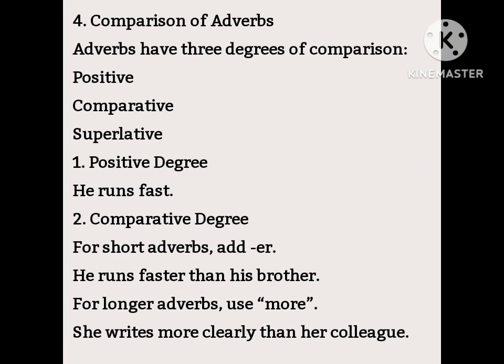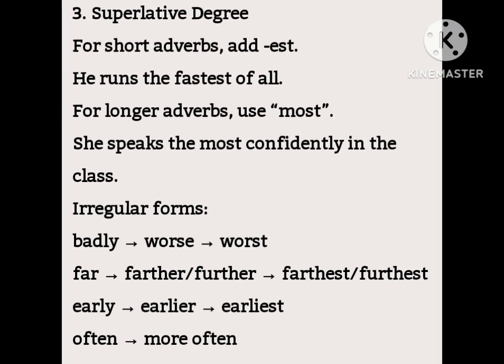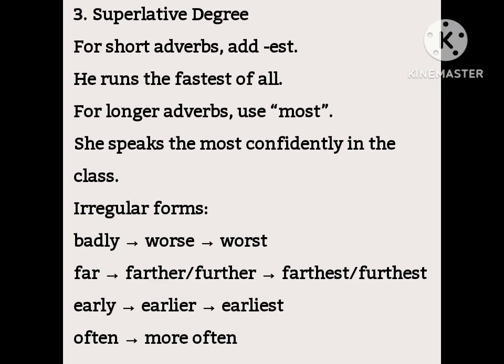4. Comparison of adverbs. Adverbs have 3 degrees of comparison: positive, comparative, superlative. 1. Positive degree: he runs fast. 2. Comparative degree for short adverbs: add -er. He runs faster than his brother. For longer adverbs, use more: she writes more clearly than her colleague. 3. Superlative degree for short adverbs: add -est. He runs the fastest of all. For longer adverbs, use most: she speaks the most confidently in the class.